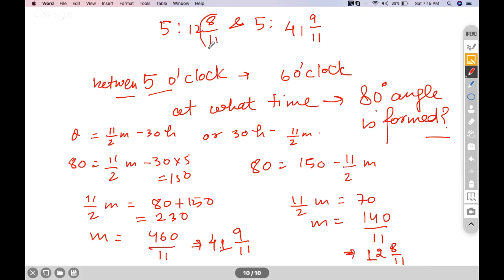Don't convert this into 13 and this into 42. That is a wrong answer. It has to be exactly in the same form: 5, 12, 8 by 11, and 5, 41, 9 by 11.